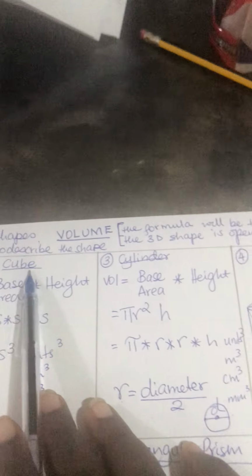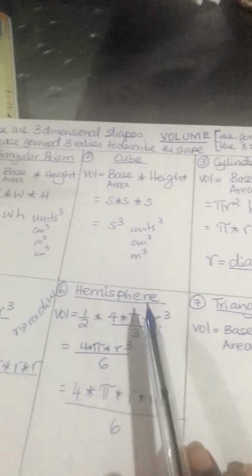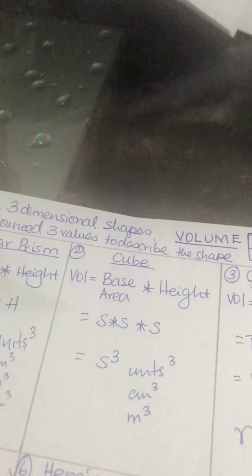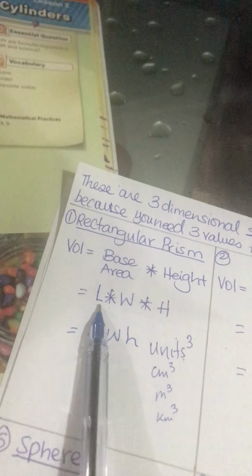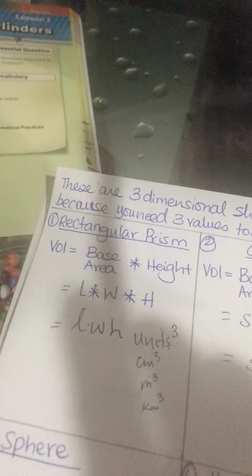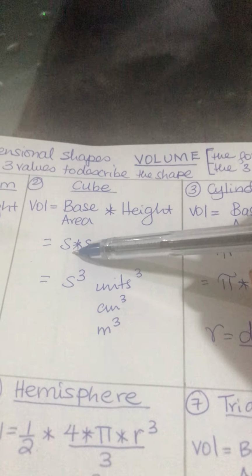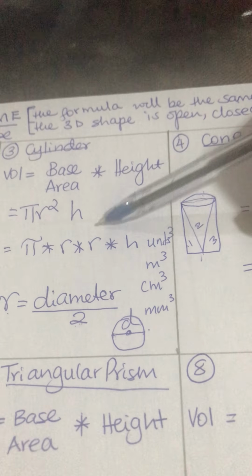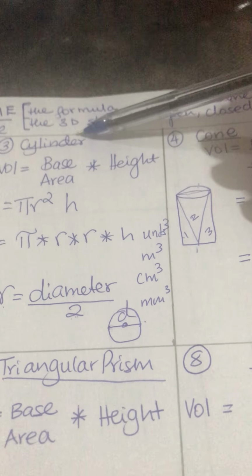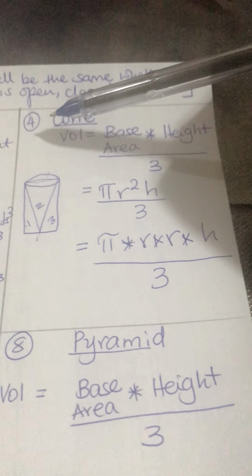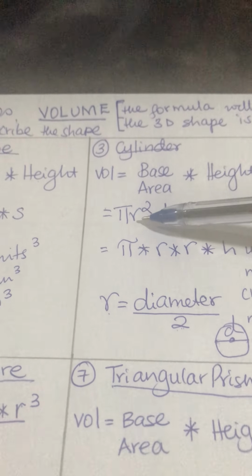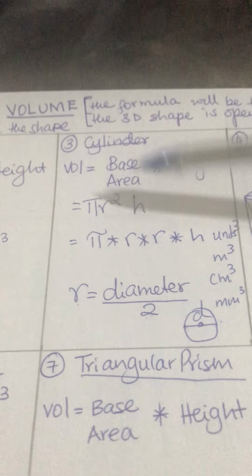These shapes, rectangular prism, cube, cylinder, cone, sphere, hemisphere, triangular prism, and pyramid, are what we are calling three-dimensional shapes, because you need 3 values to describe the shape. You see here, I need the length, the width, and the height to describe the rectangular prism. Here, I need 3 sides to describe the cube. Here, I need a radius, another radius, and a height. You need 3 values to describe the cylinder, together with pi. Since the radius is the same, we are going to call it 1. So pi is 1 number, radius is another number, height is another number. All right.